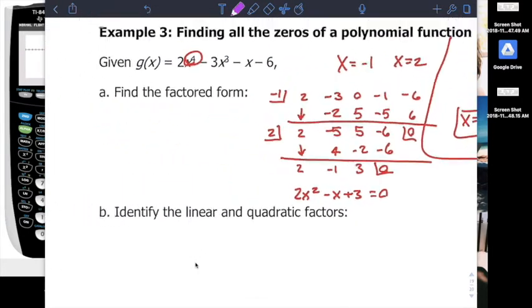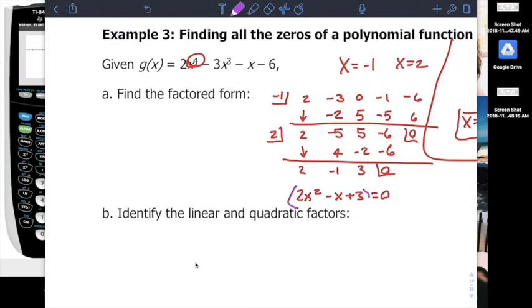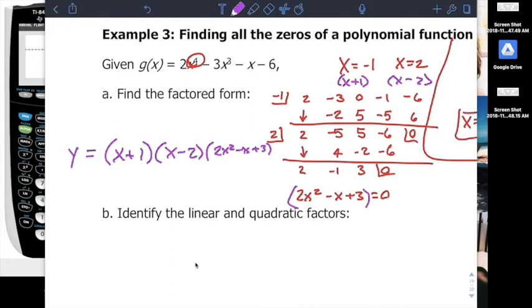Oh, and as far as writing it in factored form here, I guess this is as far as you can factor that right there. So for factored form, we're going to write x plus 1, x minus 2, and then write the rest of this stuff here, times 2x squared minus x plus 3 right there, just like that. And this would be your factored form for this polynomial.